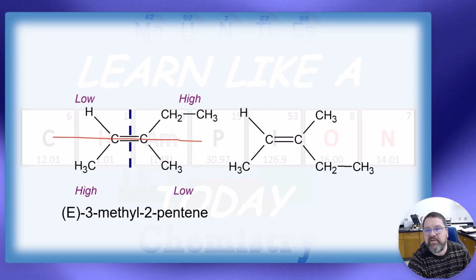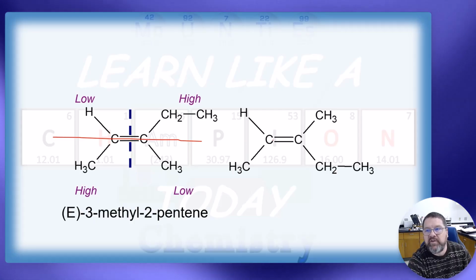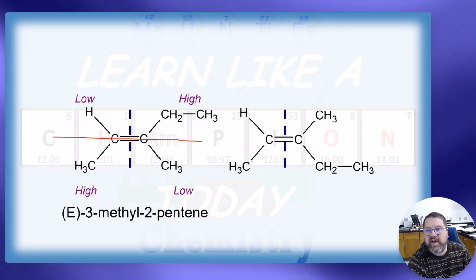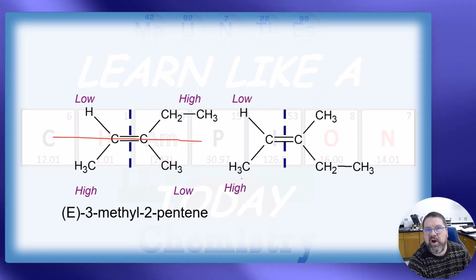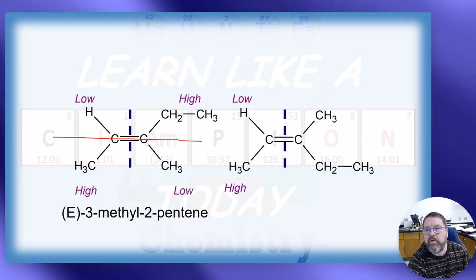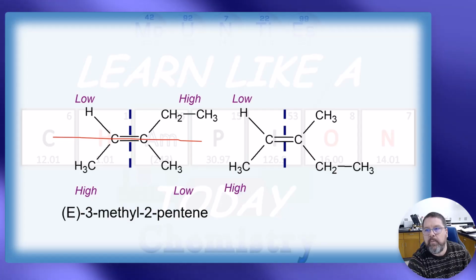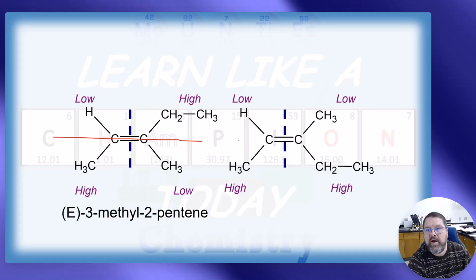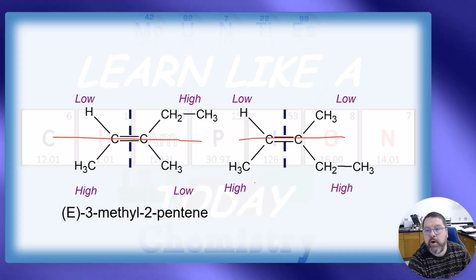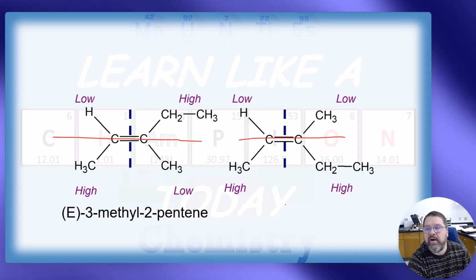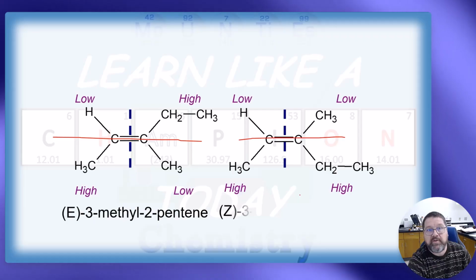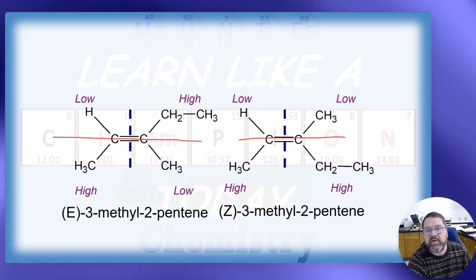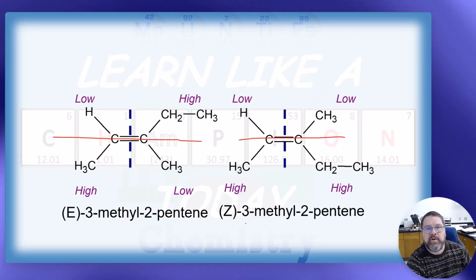If we look at the second structure, again, split that down the middle. On the left-hand vinylic carbon, the lower group is the high priority group. This time, though, the 2-carbon group is on the bottom, and so that is still our high priority group, but now notice the difference in the positioning. They are on the same side of the double bond. They're both on the bottom here in this drawing, and so this would be labeled as Z 3-methyl 2-pentene.